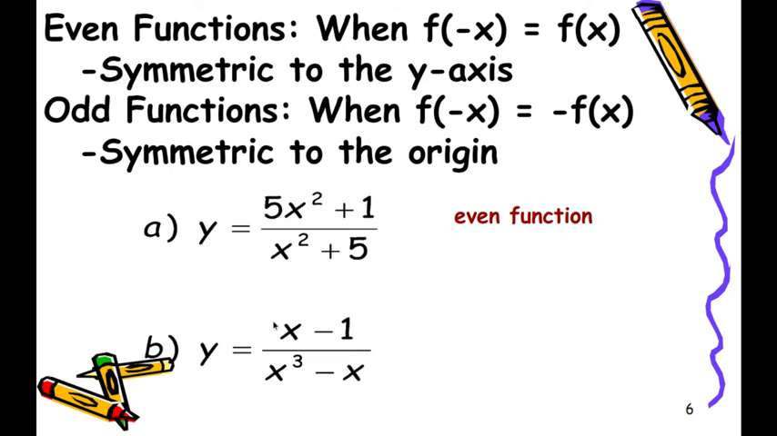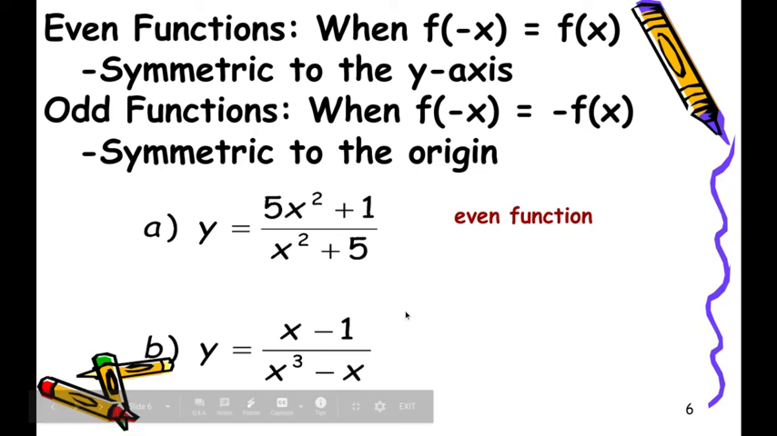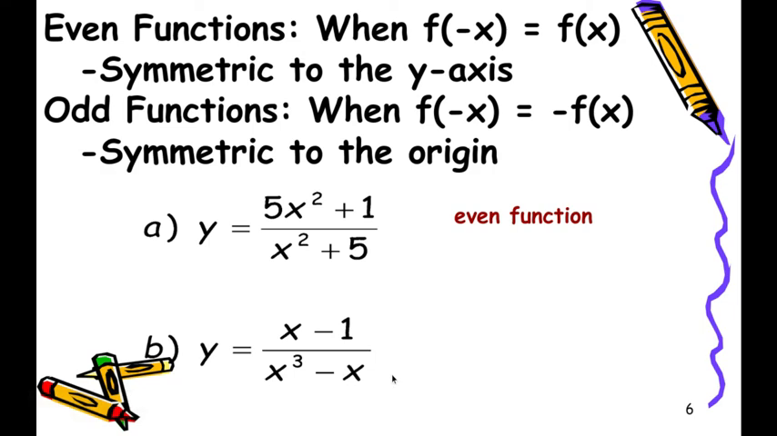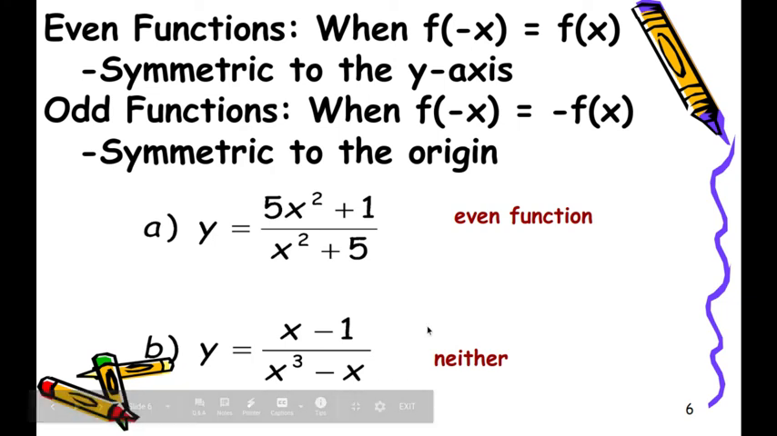Down here, if we replace x with 2, on the top, we're going to get 1, and on the bottom, we're going to get 8 minus 2 is 6, so we get 1 over 6. If you replace x with negative 2, you get negative 3 over negative 8 plus 2 would be negative 6. So that does not give us the opposite answer, and that would just be neither, which is going to happen a lot of times, but it's not a bad thing to look for.